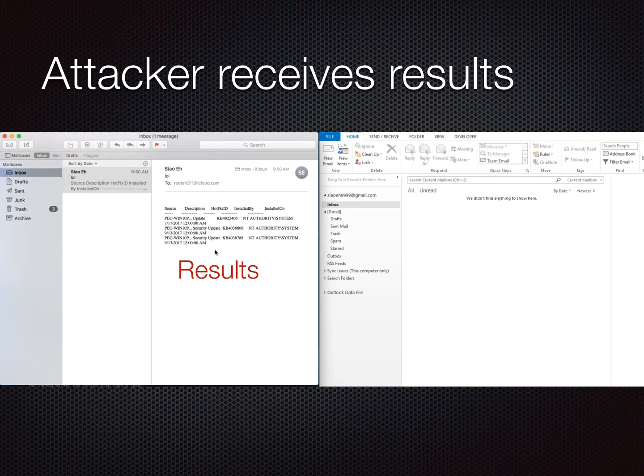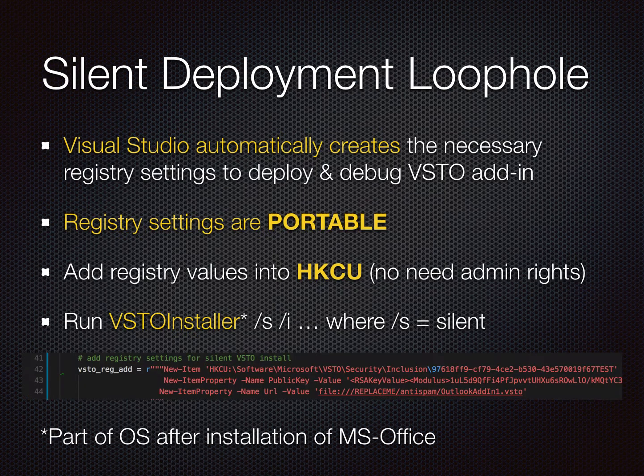As you can see, the attacker on the left received the results of the various hotfixes that were installed on the target machine. Unlike the typical online session-based C2, this is a form of asynchronous command and control. Visual Studio will automatically create the necessary registry settings, which are portable across machines. The registry settings can be exported from the developer's machine and added to the target without the need for admin rights. After the registry settings are added, we run the VSTO installer to perform a silent installation.